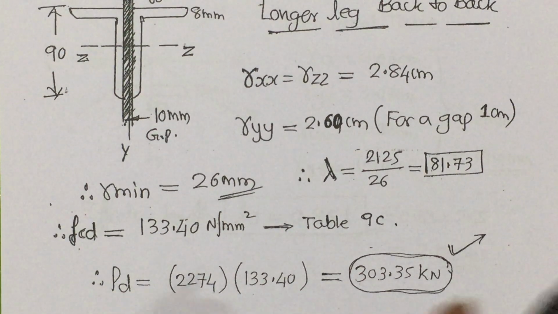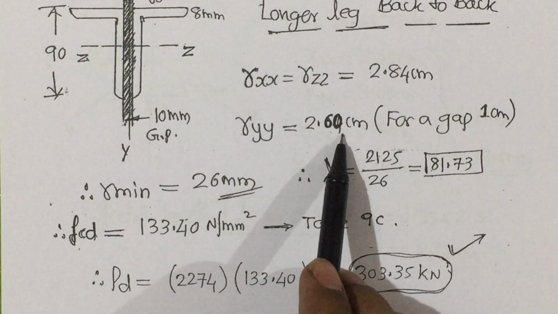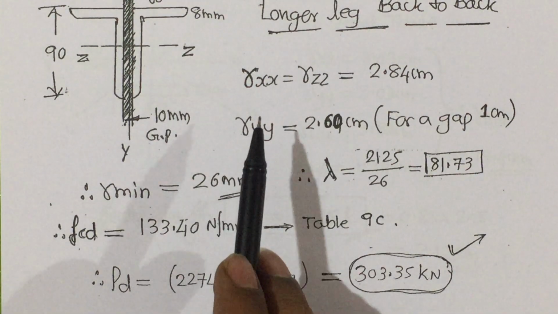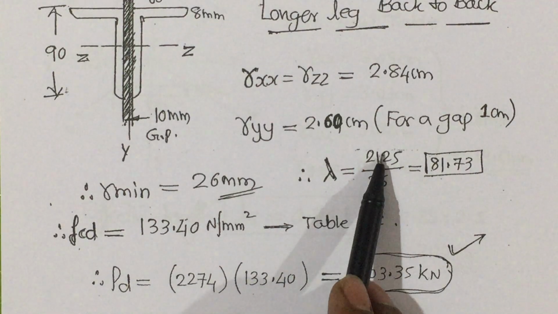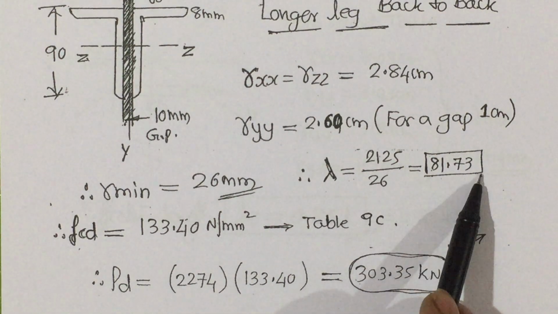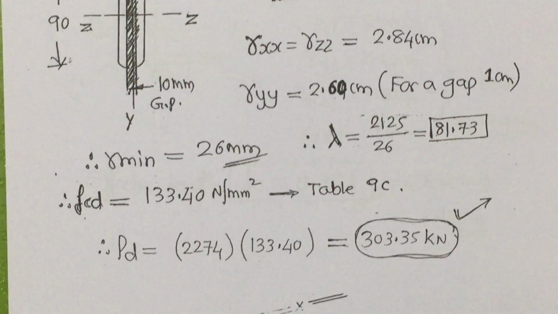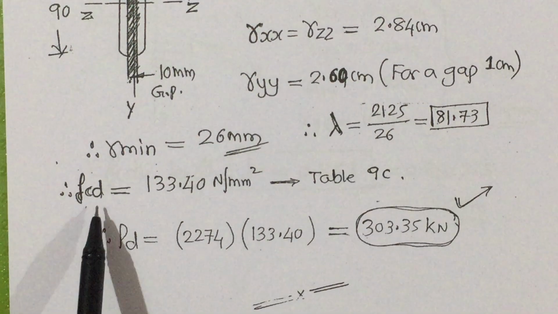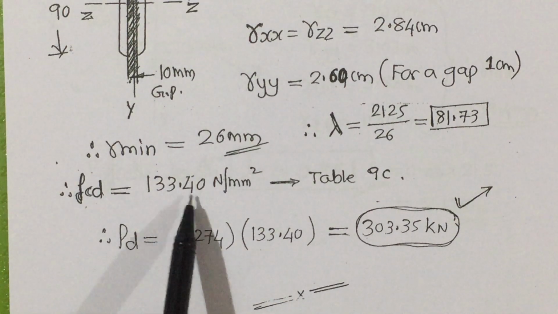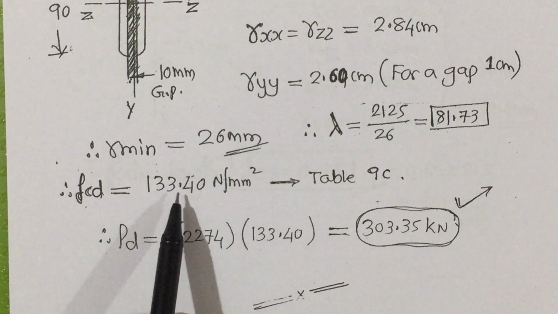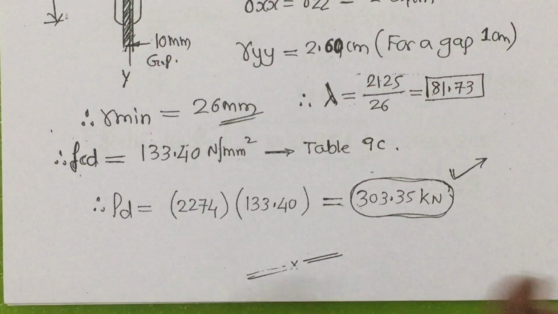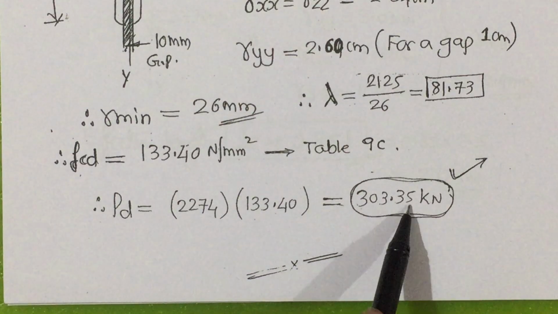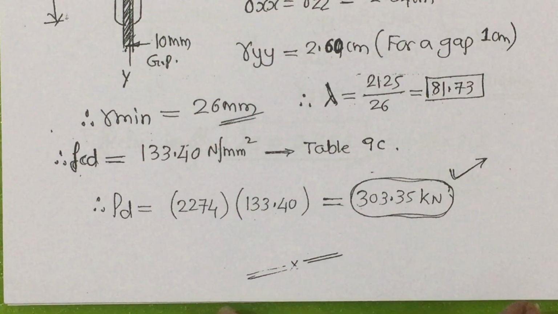Then R minimum will become the minimum of these two, that is 2.6 multiplied by 10, you will get 26 millimeter. Once you get LE and R minimum, lambda is equal to LE divided by R minimum, you will get 81.73. From table 9C, with respect to lambda and Fy, you are going to get FCD, that is 133.4 Newton per millimeter square, that is after interpolation. Then PD is equal to AE into FCD, you are going to get 303.35 kilonewton.